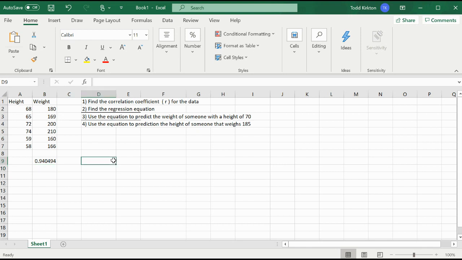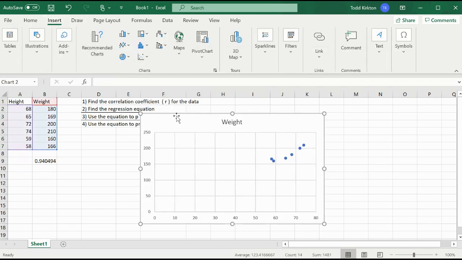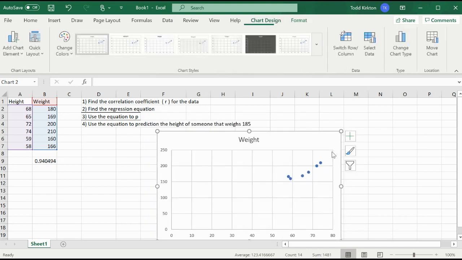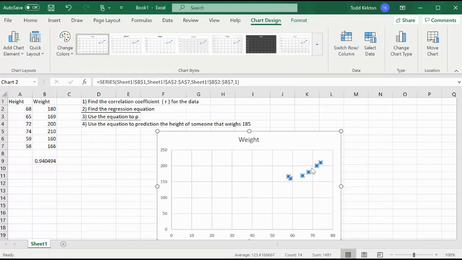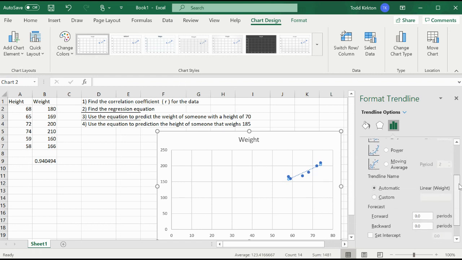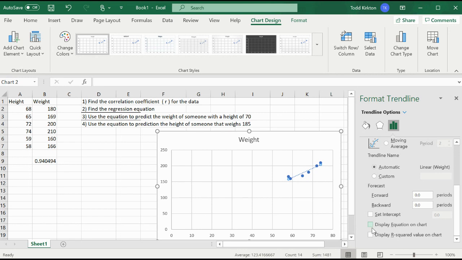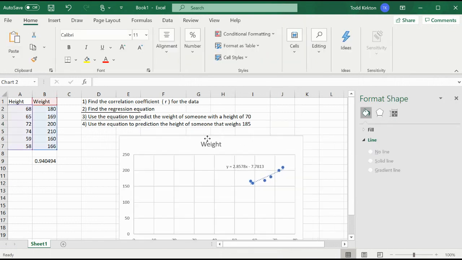Find the regression equation. I think the easiest way to find it is to highlight the data, go to insert and make a scatter plot for you. You don't need to change the labels or anything. And then go on the dots and right click and say add trend line. And it's going to give you some options. Linear is what we want. It's a line. And display the equation on the chart. So now you have your regression equation.